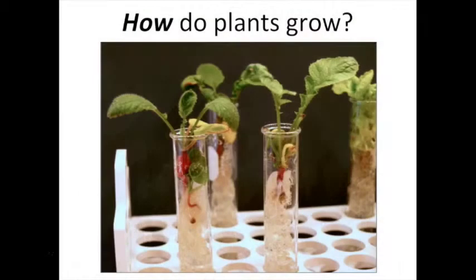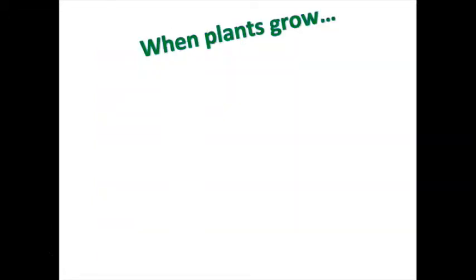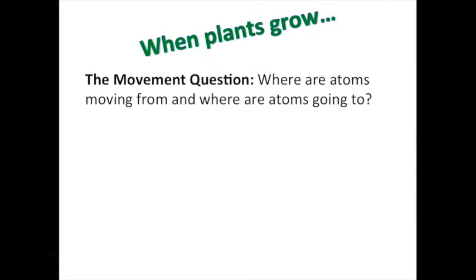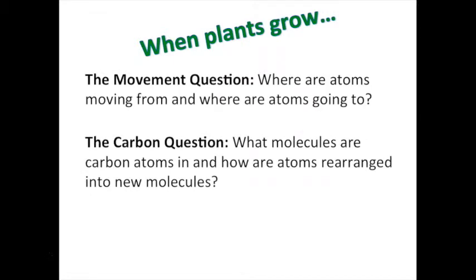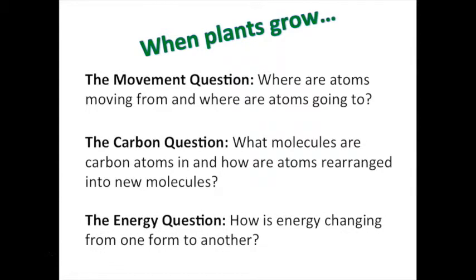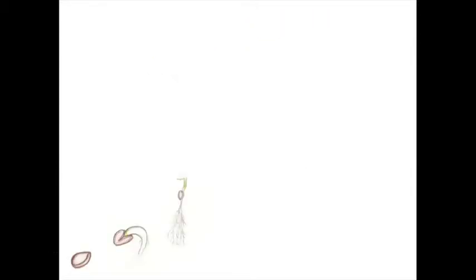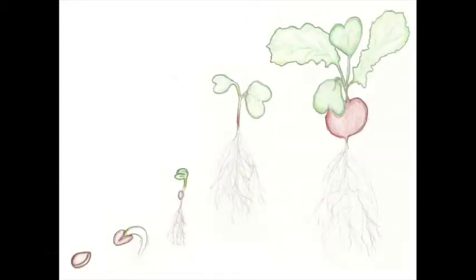Where does the mass of a plant come from? In the plants unit, we will conduct an investigation to help us explain how plants grow. And we will use the 3 questions, including the movement question, the carbon question, and the energy question, to help us understand what our evidence is telling us about how plants grow. So how can we measure plant growth? This is a real brain teaser.